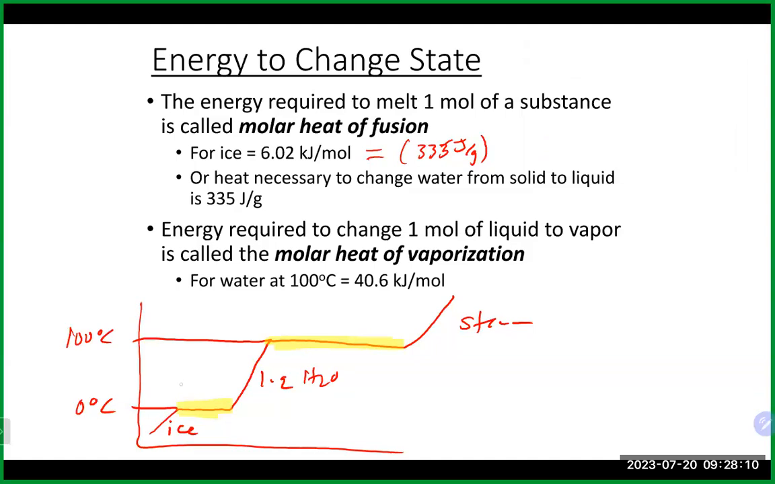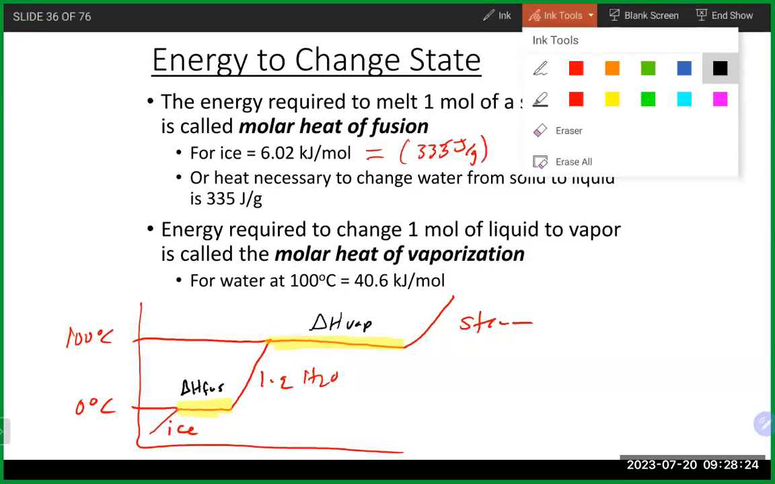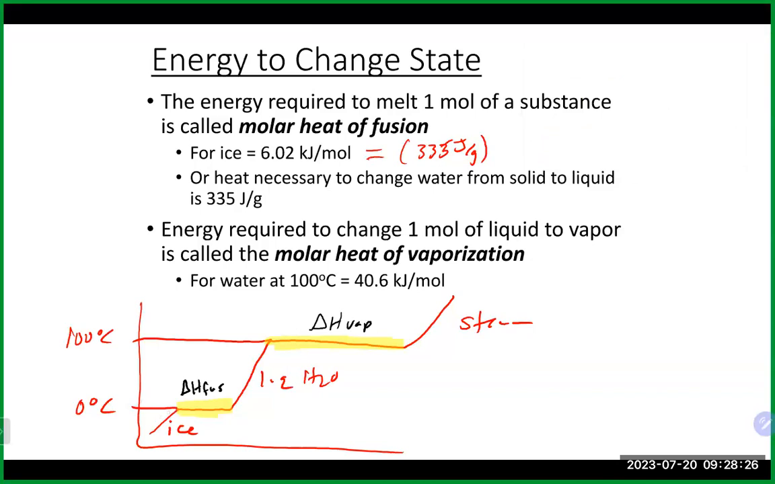And this is where we would use our delta H of fusion between our solid and our liquid. This would be our delta H of vaporization between our liquid and our gas. Now, if we were to change the temperature but not the phase, which is what occurs here, here, and here, those are all places where it's the same phase, but the temperature changes.